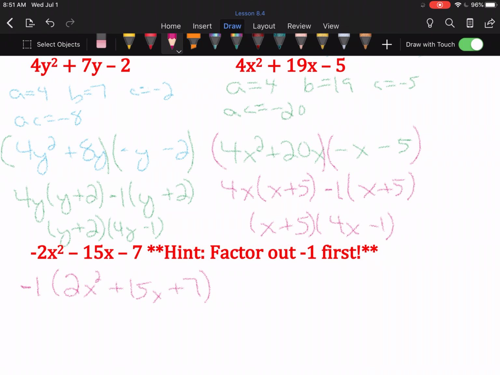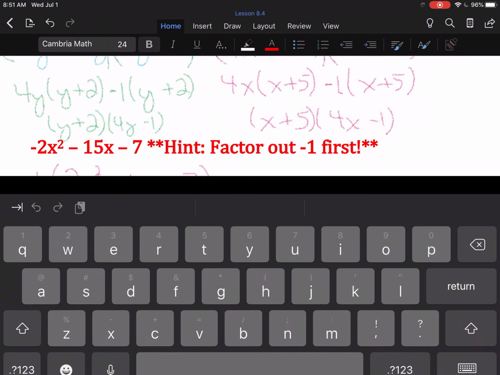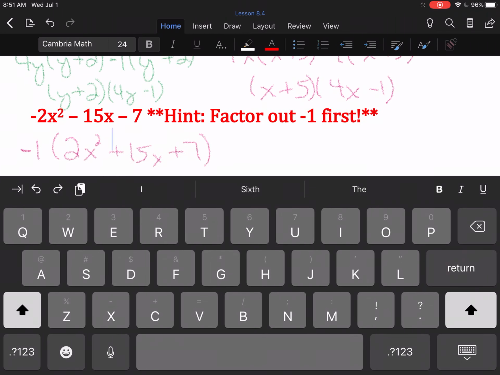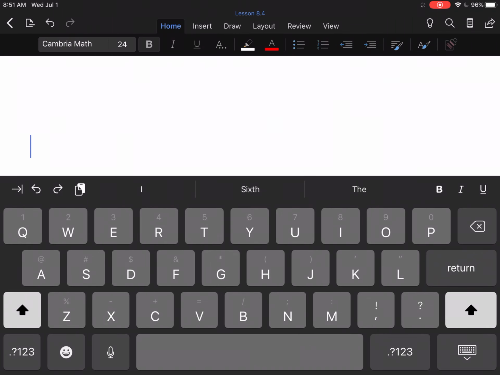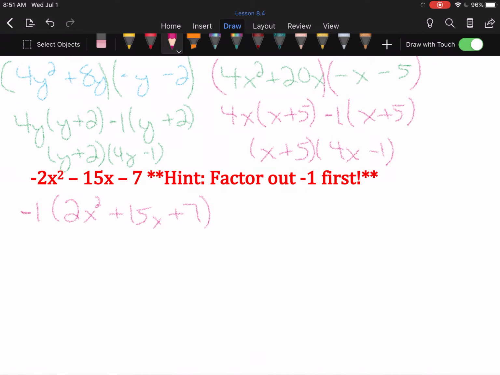Now, this negative 1 just kind of has to come along for the ride. It's not allowed to ever go away. Let me make some space there so that I know it won't yell at me. So it's just going to carry along every single line I write. So A is 2, B is 15, C is 7, which means AC is 14. So what two numbers multiply to make 14 and add to make 15? It's 14 and 1.